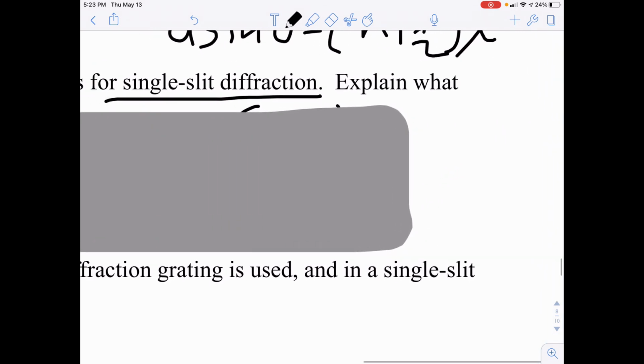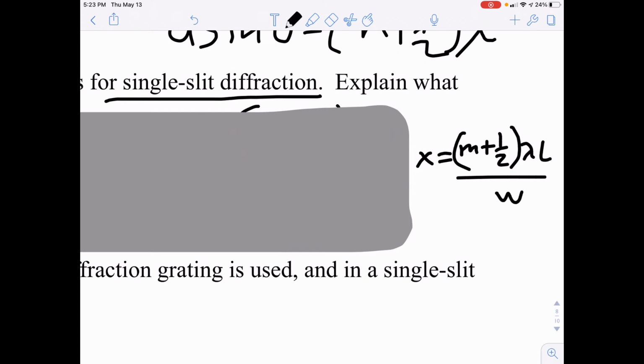And this, of course, would be x is equal to, or y if you're talking about vertical, m plus a half times lambda L over w instead of d.